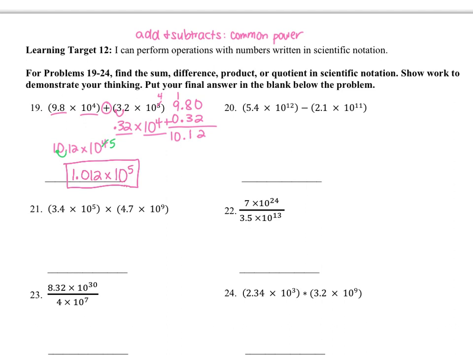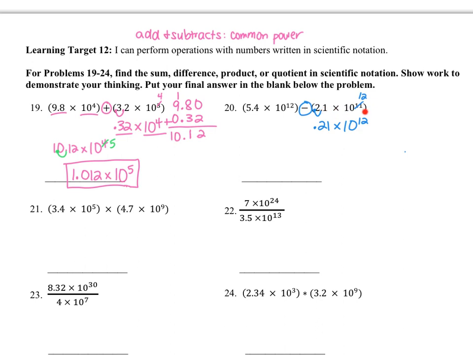Number 20, we're subtracting, so we also need a common power. So again, making the smaller one bigger is easier. So I'm going to change this to a 12. Since I made that bigger than it's supposed to be, I need to turn around and take this number and make it smaller. So I'm going to move the decimal to the left. So now it's 0.21 times 10 to the 12th. So remember that these are the same number. 2.1 times 10 to the 11th is the same thing as 0.21 times 10 to the 12th.